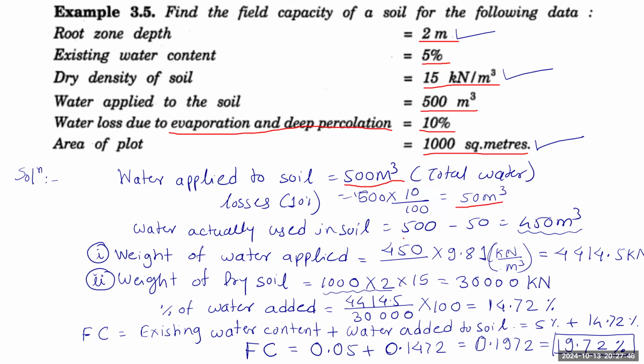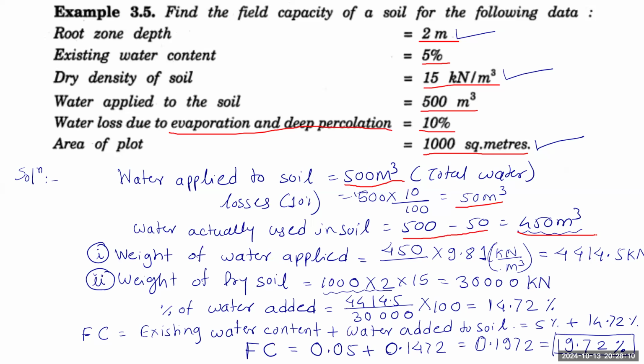So if we subtract these losses, 50 meter cube, from the total water applied, which is 500 meter cube, we come to know the water actually applied to the soil, or the water which is actually used in the soil. It is 450 meter cube. So this much volume of water is applied to the soil.